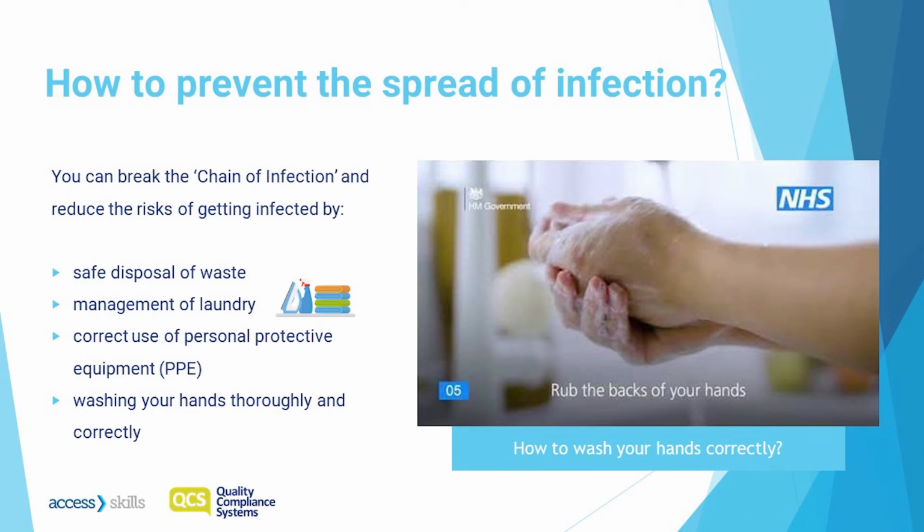As you can see from the video, it's very easy to spread infection. To prevent the spread, we need to break that chain. Some links are easier to break than others. Reducing the risk can include safe disposal of waste, safe management of laundry, correct use of PPE, and by far the most important is washing your hands thoroughly and correctly.